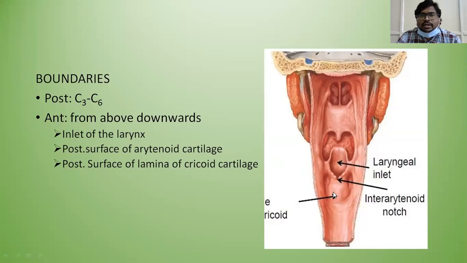See, I think the anatomy of larynx class has already been completed for you. You know that among the laryngeal cartilages, only the cricoid cartilage is complete. So it also has a posterior lamina. So from above downwards, the anterior surface of the hypopharynx is formed by the laryngeal inlet, the posterior surface of the arytenoid cartilages, and the posterior surface of the lamina of the cricoid cartilage.